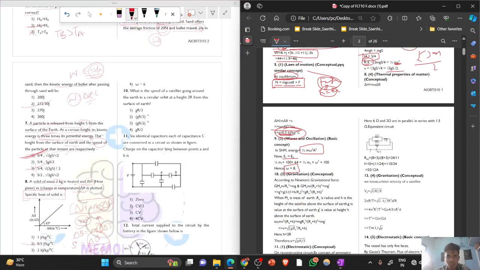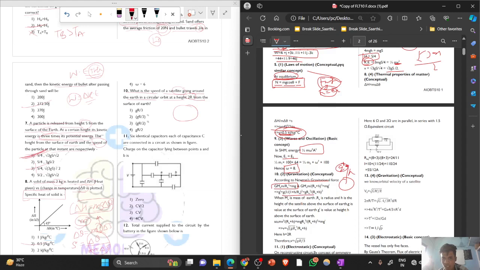Now moving to the next question. What is the speed of the satellite going around the Earth in a circular orbit at height 2R from the surface? It's just an orbital velocity and conservation of energy concept. Now moving to the solution. You know that gravitational force is G m1 m2 by r square equals mg, and at height h you can write G m1 m2 by (r plus h) whole square equals mg dash. You can also remember this formula: at a certain height h, the value of g is g dash.